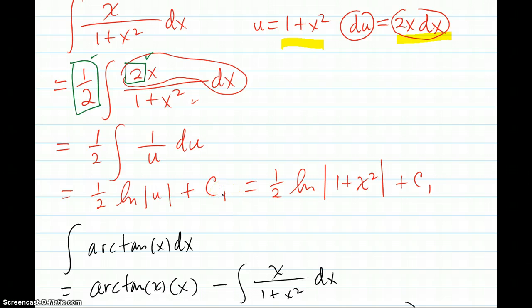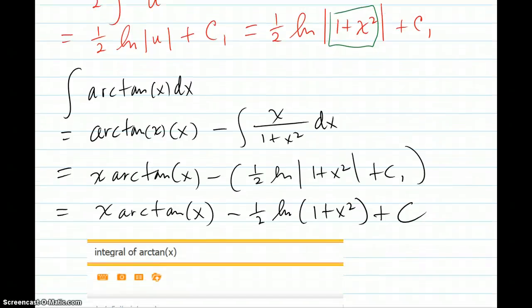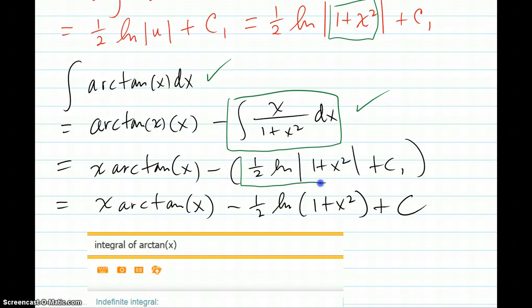Again, I'm being very careful about the constants. Equals 1/2 log absolute value of what u was, which was this, plus c1. Now we go back to the original problem, which was arctangent. And we have the original statement, what we had. And now all we do is we take this integral, which we figured out, put it in here. That's what the answer to that was.